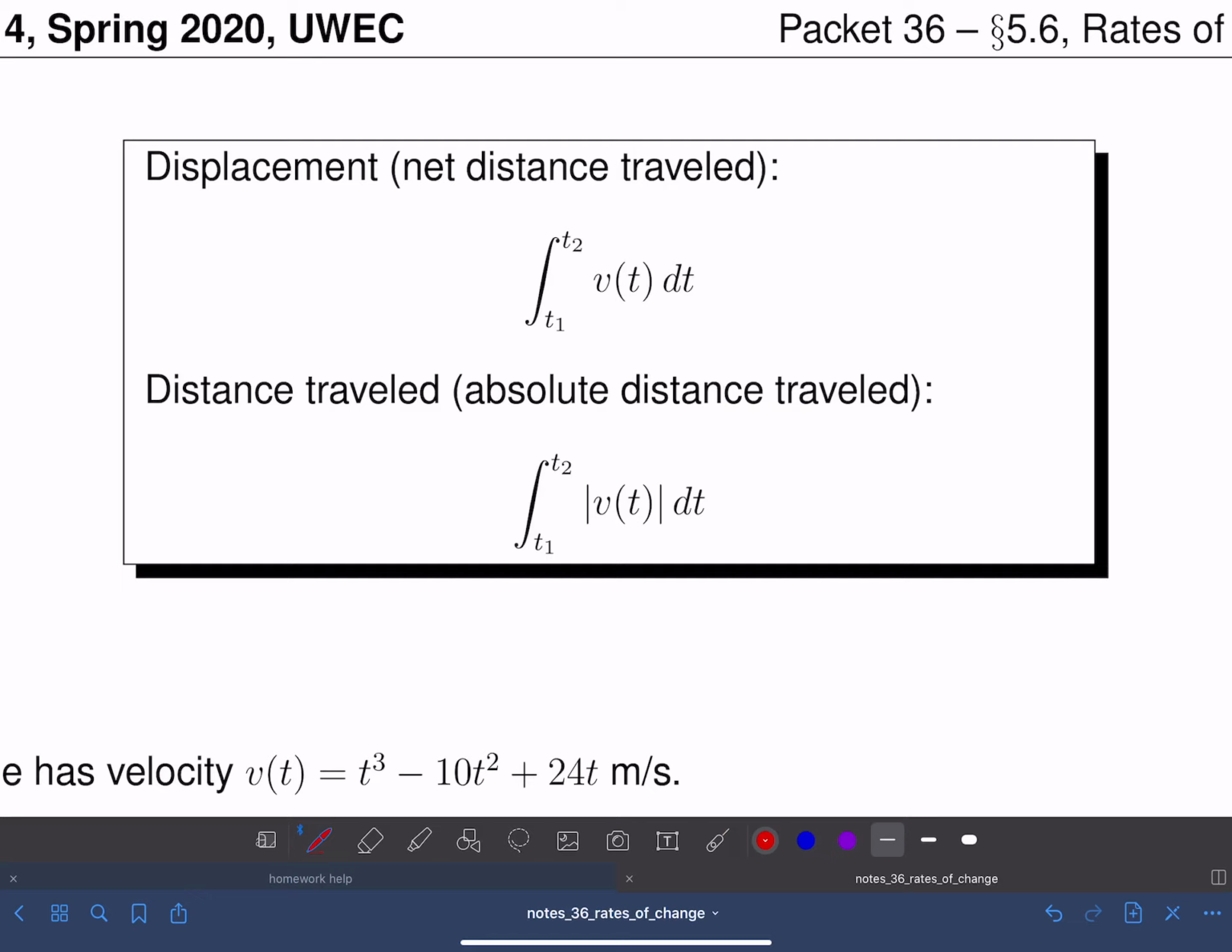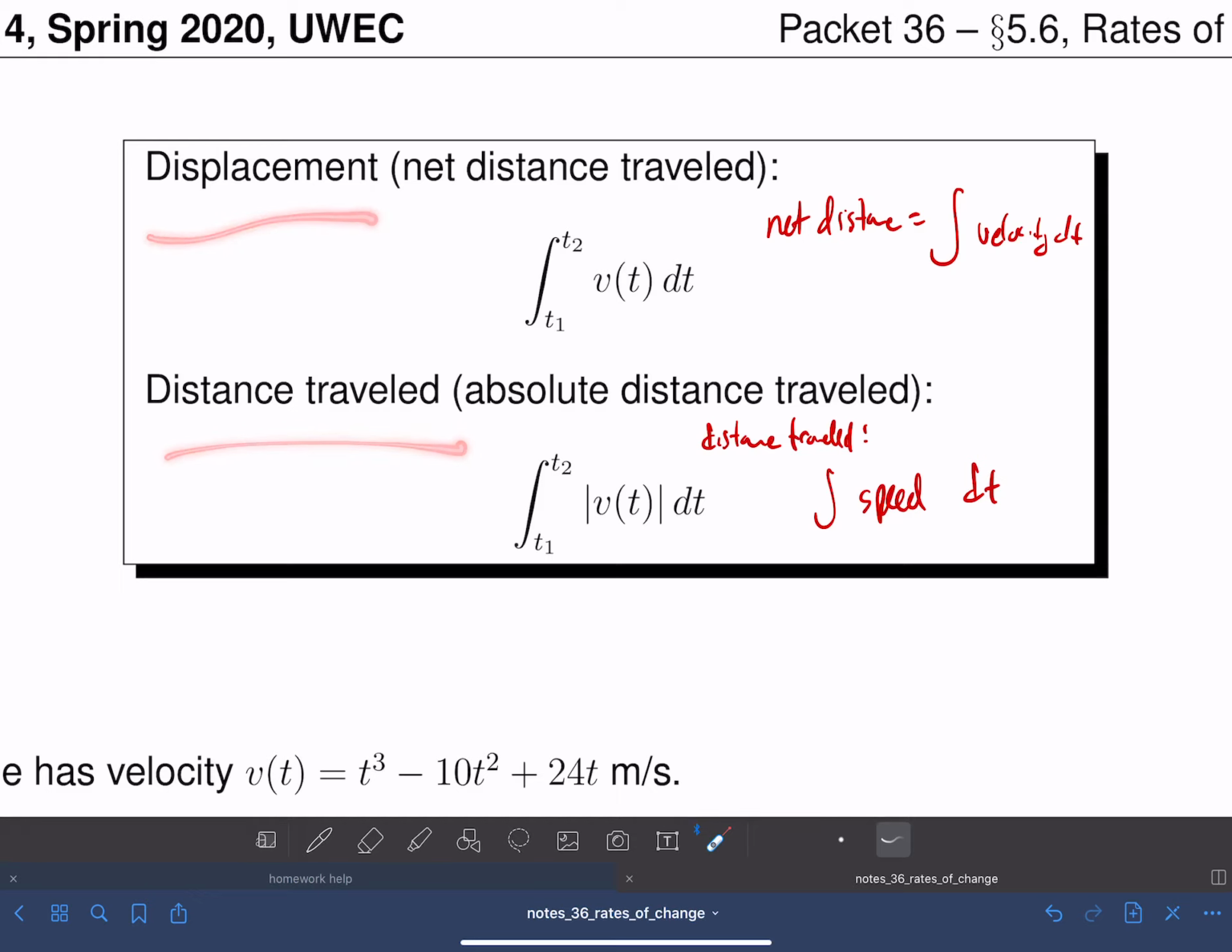That is to say that the net distance is equal to the integral of velocity, dt, whereas the distance traveled is equal to the integral of your speed times dt, right? Because the absolute value of velocity is speed. Our cars have speedometers. They don't tell us our velocity, they tell us our speed. That's why our odometer measures distance traveled, not displacement. Otherwise, if you leave your house and come back after a long road trip, your displacementometer would read 0, and that would be kind of silly.